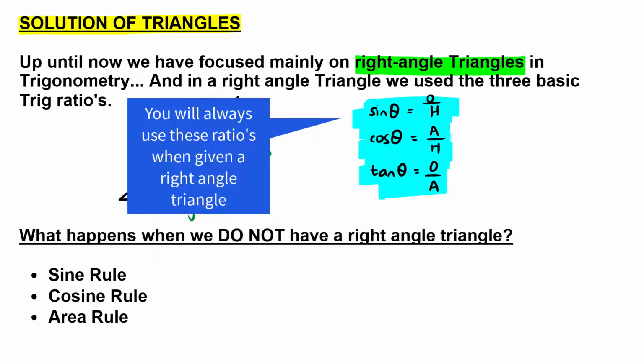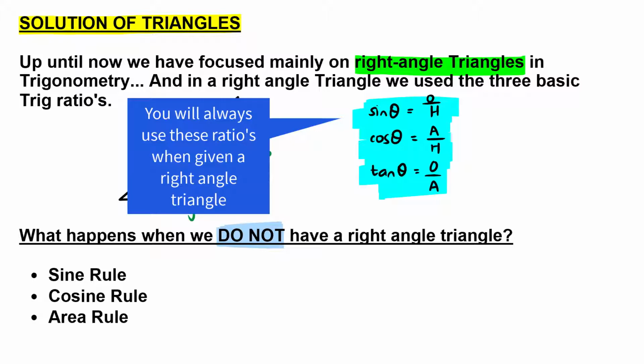But the question that arises in grade 11 is, what are we going to do if we do not have a right angle triangle? Can we still work out the length of different sides or angles in that triangle if it isn't right angle? Well, the answer to that is yes, of course.